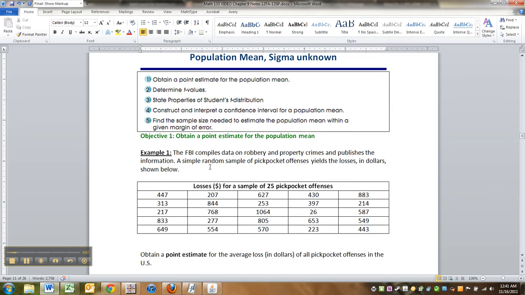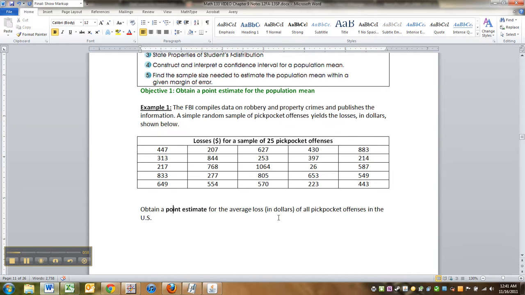All right, so the FBI compiles data on robbery and property crimes and publishes the information. A simple random sample of pickpocket offenses yields the losses in dollars shown below. Obtain a point estimate for the average loss in dollars. Now let's just think about this. Of all pickpocket offenses.